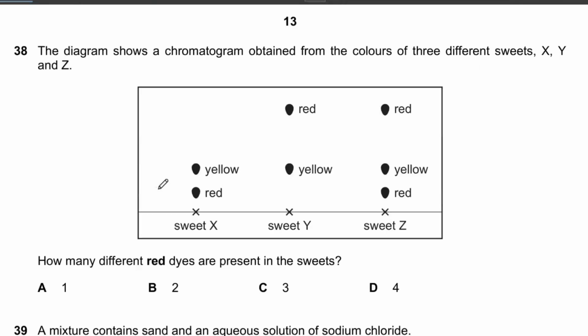Question 38. The diagram shows a chromatogram obtained from the colors of 3 different dyes, X, Y, and Z. So this is a result of a paper chromatography. How many different red dyes are present in the dyes? So here, we have 1 red dye and then 2 red dye. So therefore, the answer is 2. This red dye, they are the same level. That means it's the same red dye. And this one, they are the same level. That means it's also the same red dye.